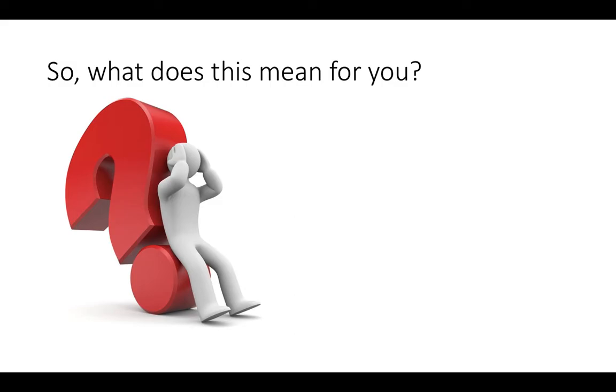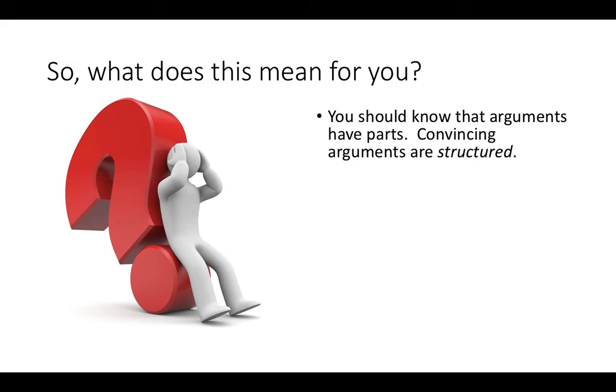That probably seemed really overwhelming because there's a lot of parts. What does this mean for you in English 9? Well, first, you should know that arguments have parts. Convincing arguments are structured in some way. Is the Toulmin model the only way? No, but it's one good way, so it's the way we're going to learn and use right now.